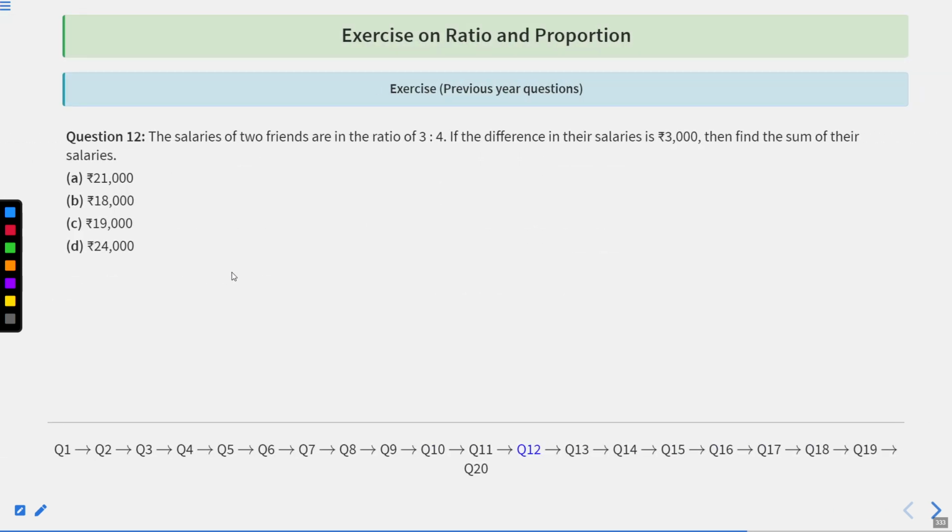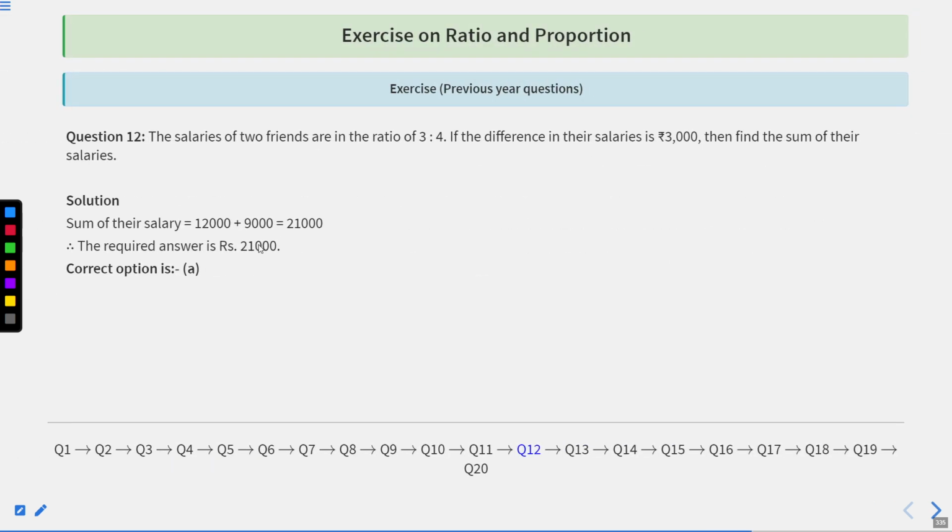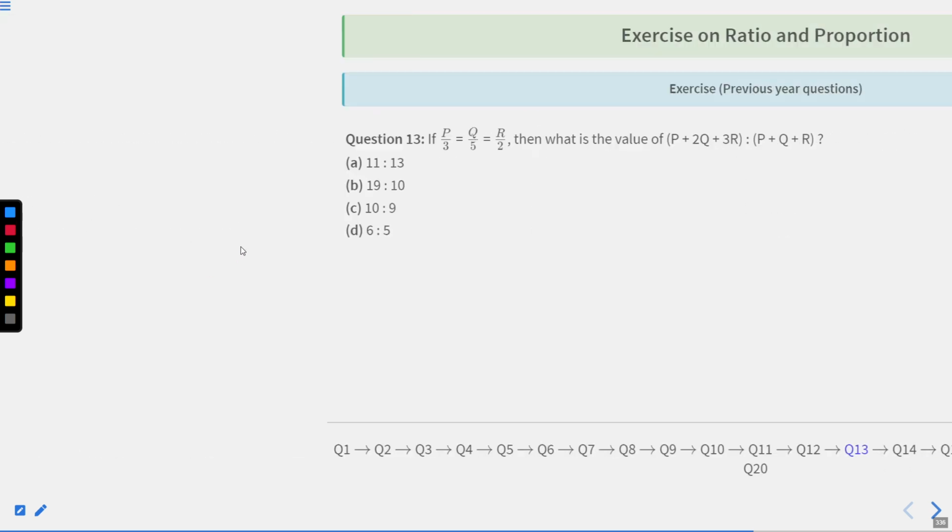Question number 12. The salaries of two friends are in the ratio 3:4. If the difference in their salaries is 3,000, then find the sum of their salaries. So the salaries are in the ratio 3:4 and the difference is 3,000. So let the salaries of the two friends be 3x and 4x. According to the question, their difference is 3,000. That means x is equal to 3,000. So the salaries will be 9,000 and 12,000. So their sum of salaries will be 21,000. So the correct option here is option A.